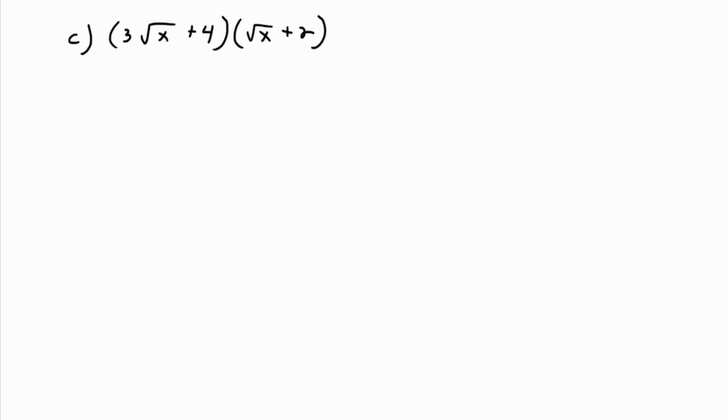But since these kind of look like binomials, 3 radical x plus 4 looks like a binomial, right? It has 2 terms. It's not a binomial in the sense of a polynomial's definition, but it has 2 terms. And so does the square root of x plus 2. So you can use FOIL if you want. It'll work. First, outer, inner, last. So what do you get when you multiply the first term? Let's see if we can get the simplified product. Multiply the first terms together. What is 3 root x times root x, assuming x is non-negative?